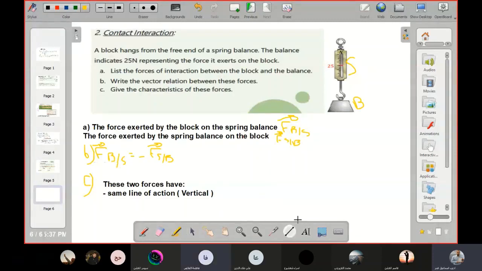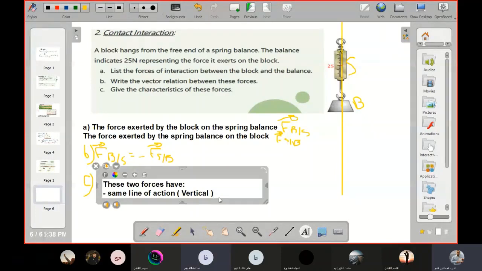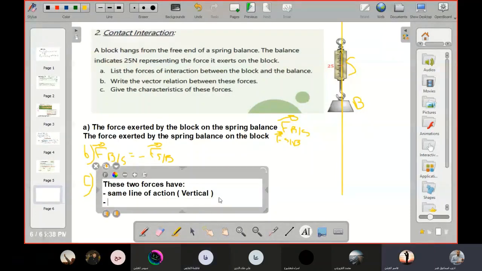فإذا بنرسم اللاين اوف اكشن، لازم نرسم الكونتاكت بوينت؟ اللاين اوف اكشن بده يمرق بالكونتاكت بوينت وبده يمرق بالسنتر اوف جرافيتي. اوكي هيدا هو اللاين اوف اكشن. طيب شو عنده كمان؟ Same magnitude.